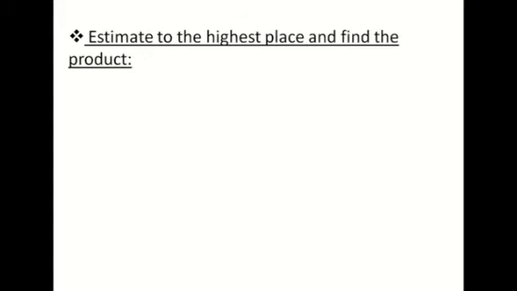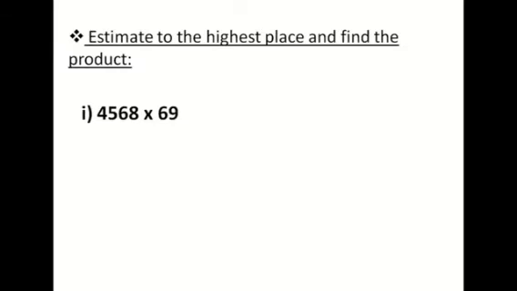Let's work out this sum. Estimate to the highest place and find the product. Copy the heading. And the question also, it is 4568 multiplied by 69. So you have to estimate 4568 to the highest place, and for 69 also you have to estimate to the highest place. Then you have to find the estimated product. Okay, let's start. So for 4568 the highest place is 1000, and for 69 the highest place is tens place. So please do this estimation.